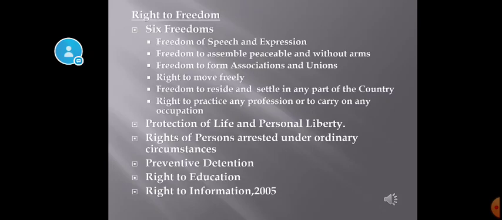Now the right to education, which is another feature of the right to freedom. The Constitution 86th Amendment Act 2002 inserted a new Article 21A. This new article deals with the right to education. It says the state shall provide free and compulsory education to all children of the age 6 to 14 years in such manner as the state may by law determine.